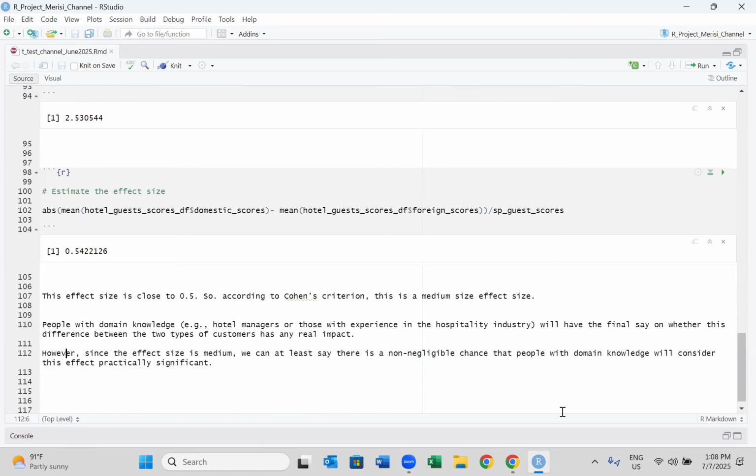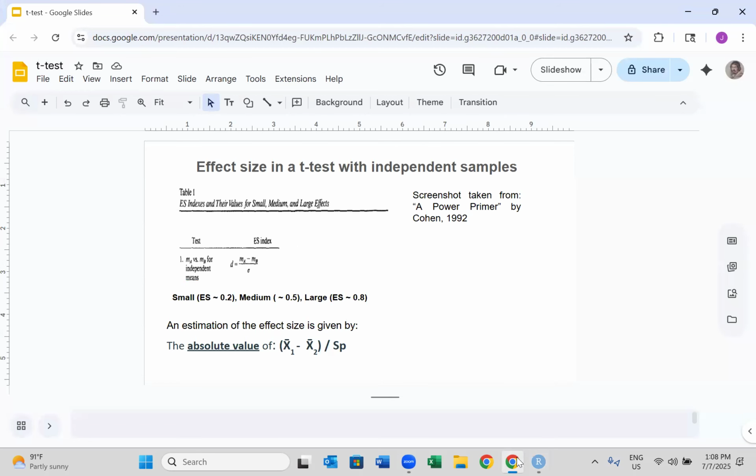To wrap up, the effect size is not perfect as a metric of practical significance, but it's definitely the way to go to get an initial idea of practical significance. The way you interpret it is: a small effect size, not very likely that people with domain knowledge will find it practically significant. Medium effect size, it's likely that they will find the difference practically significant. And large effect size, it's very likely that they will find the effect practically significant.